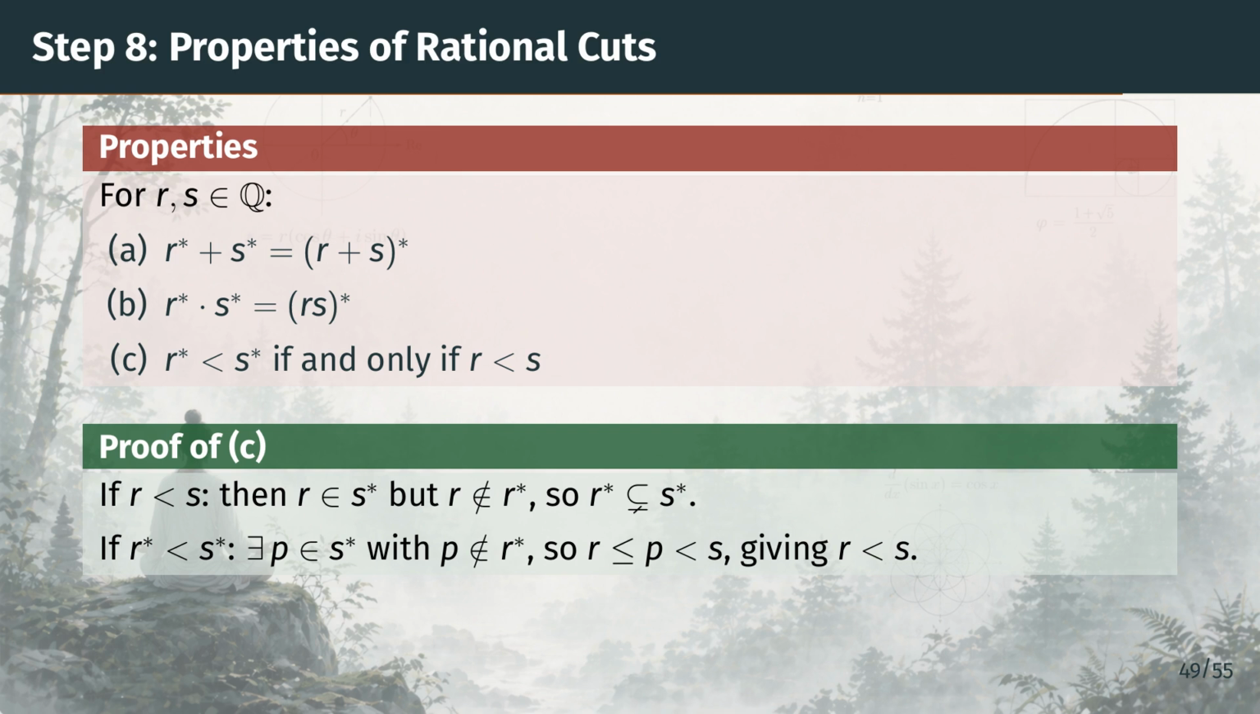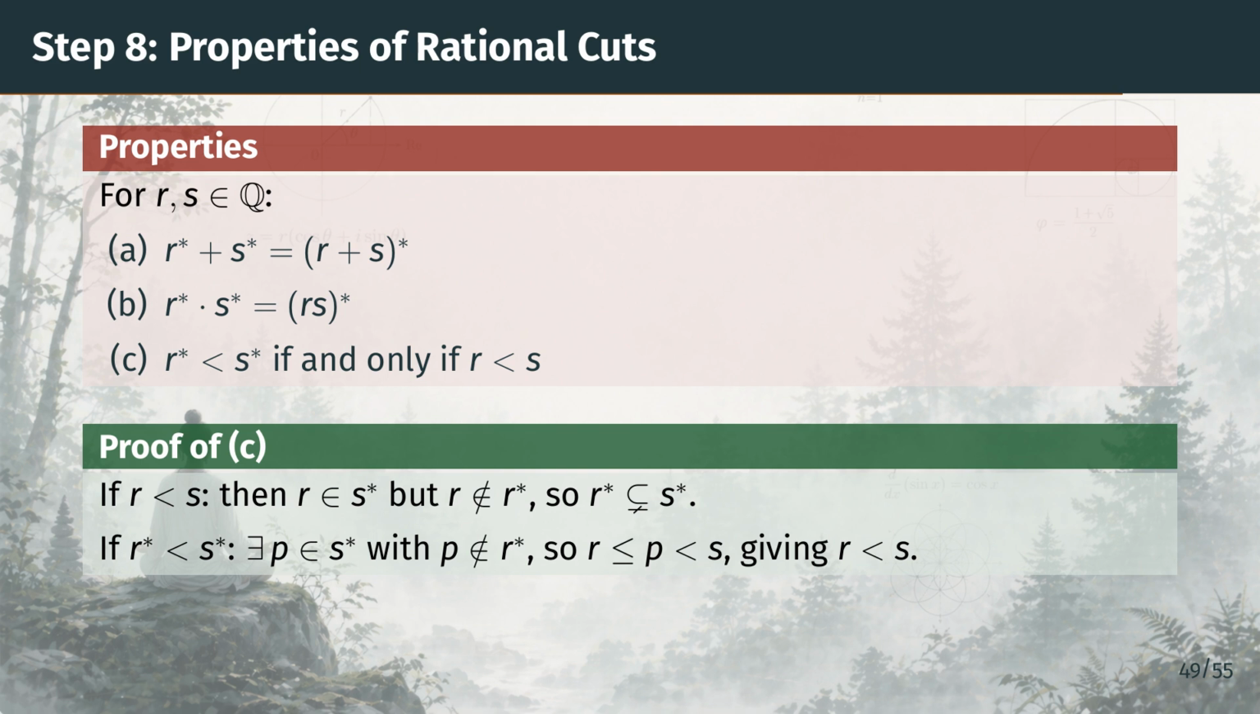The key witness in the forward direction is R itself. It is strictly below S, so it lives in S star. But it is not strictly below itself, so it is not in R star. That single rational separates the two cuts, proving proper containment.